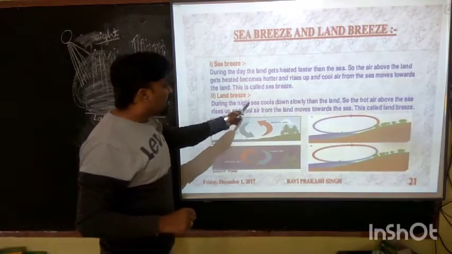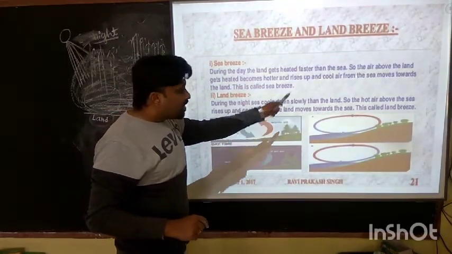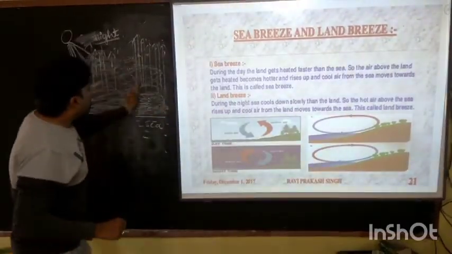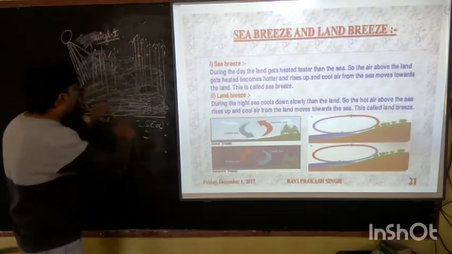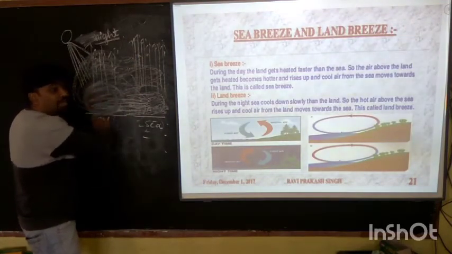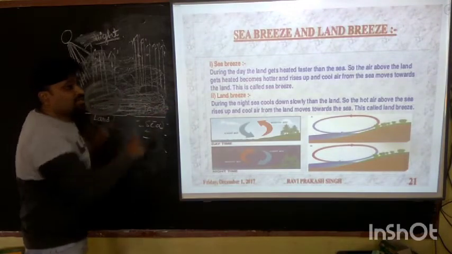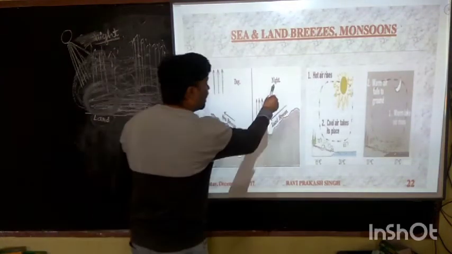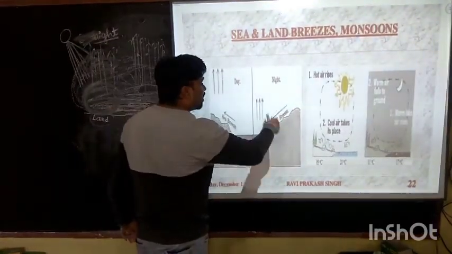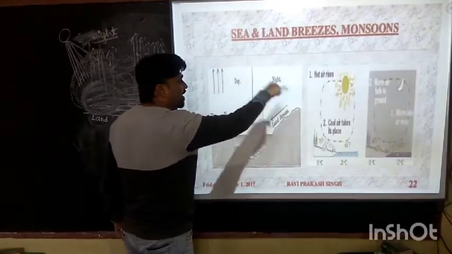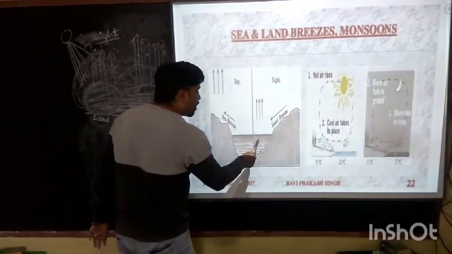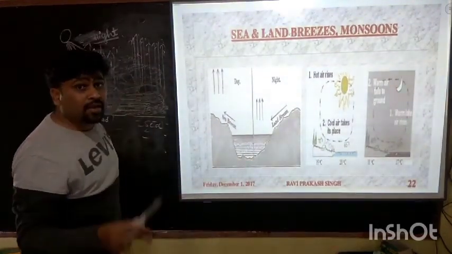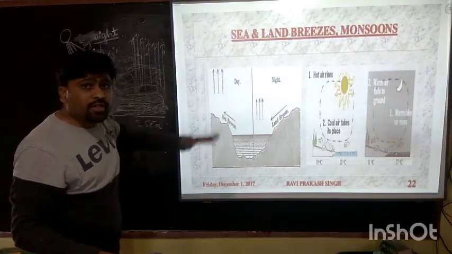During the night, the sea cools down slower than the land, so the hot air above the sea rises up. See here, the hot air rises up and the cold air from the land moves towards the sea. We call this a land breeze. Now neatly observe here. In the night, clear? Compared to land and sea, the land cools down quickly, while the sea loses its hotness slowly.